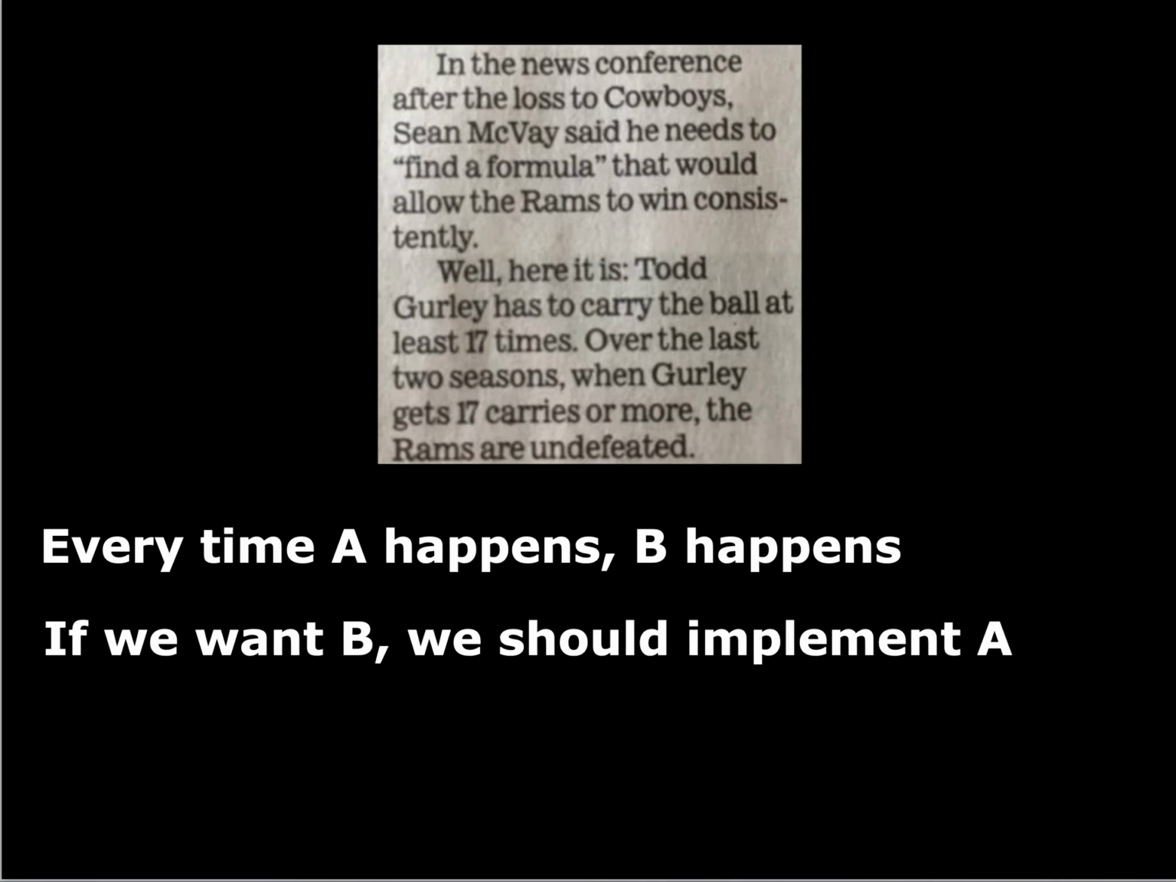So every time A happens, B happens. That's the premise. So if we want B, if we want to win, then we should implement A. We should give that player the ball 17 times. Okay? So that's the form of the fallacy. That's what it looks like.